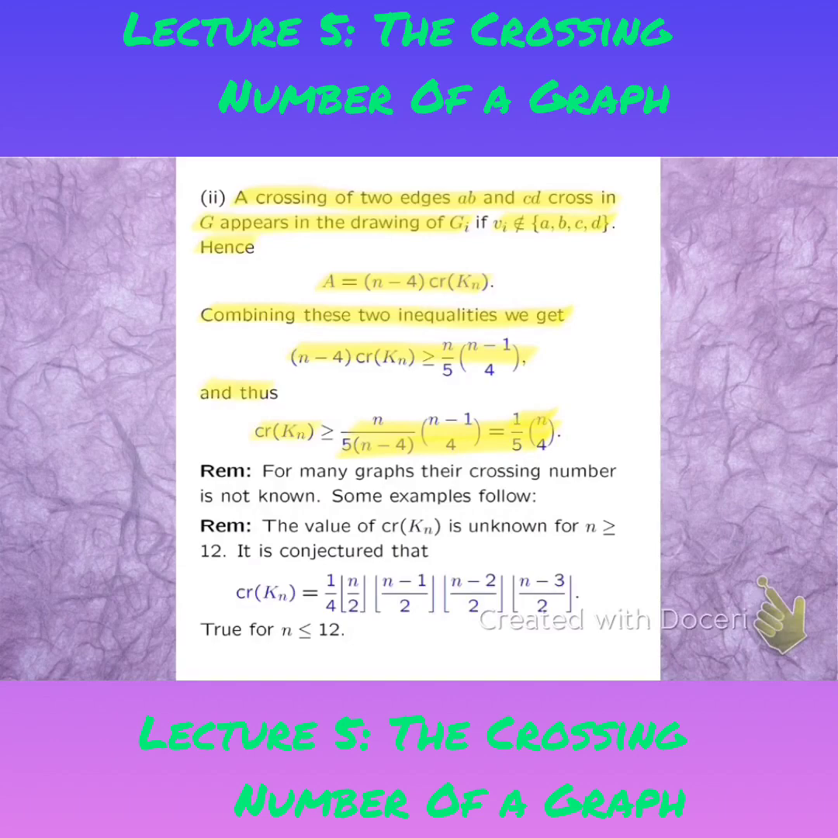Right, so for many graphs, as I said previously, their crossing number is actually not known. We provide a few examples. In actual fact, the crossing number for Kn is known exactly. They've actually conjectured that it's equal to exactly that number, and they've managed to only prove it for n at most 12. So that's quite an interesting result.